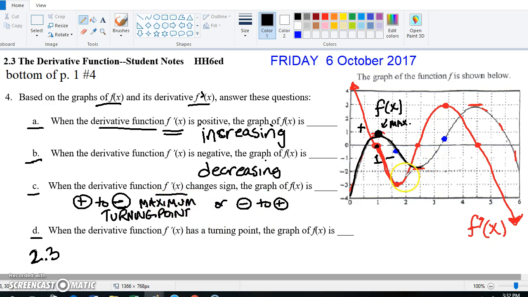When our slope graph changes from negative to positive. So look here at positive 2.5. My slope is negative, then 0, then positive. What's my function doing? The slopes are decreasing, the slopes are increasing. My function's changing from decreasing to increasing. Sorry, I might have said that incorrectly. My function is decreasing, my function is increasing. Just clarifying. So the slopes are decreasing, slopes are increasing. What's happening right here at this point? That is a minimum turning point.